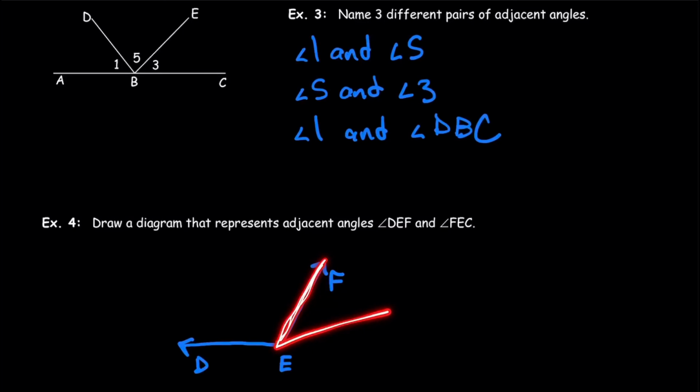So I'm just going to kind of draw something that looks like this. And then this has to have the C on it out here. So just tracing my angles here, DEF is this angle, and FEC is that angle, and they share this side. So those are called adjacent angles.